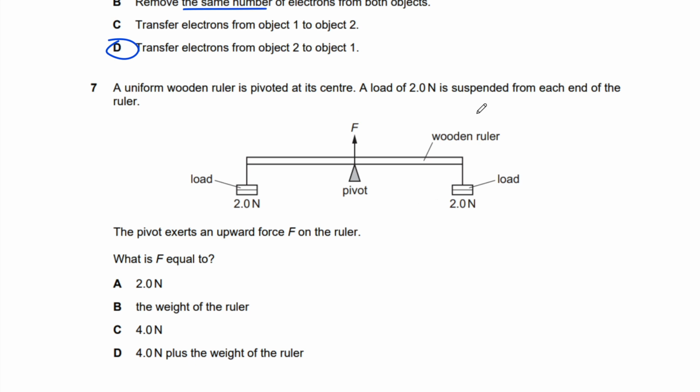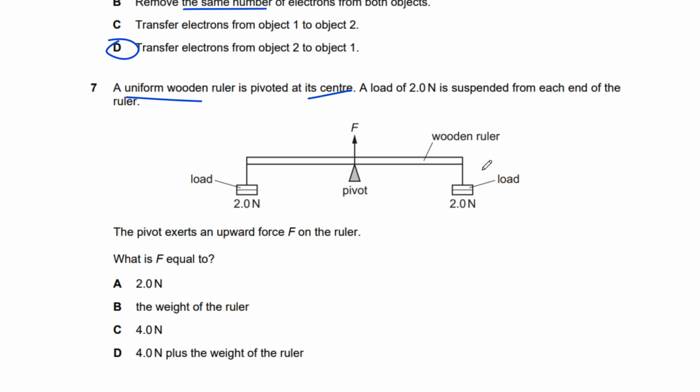So we can say that this is in equilibrium, and it also says uniform wooden ruler. So we know that its center of mass is at the center. And when it's uniform, we know that the net force acting on it will be 0.